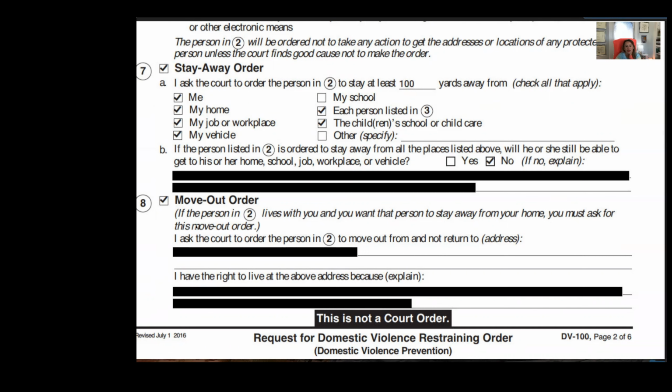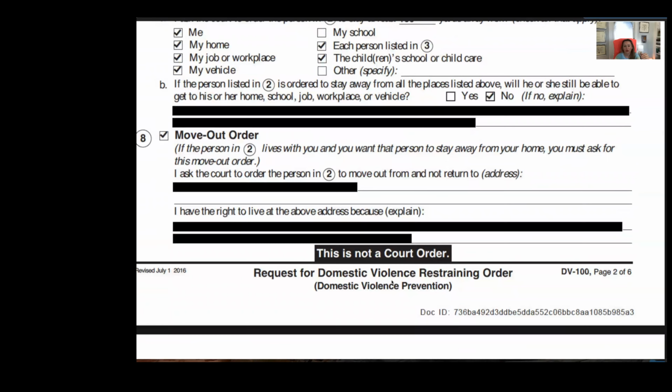So in number 8, if the person in number 2, the perpetrator, lives with you, and you want that person to stay away from your home, you must ask for this move out order. Ask the court to order the person to move out from and not return to the address, and here is where you state the address. It's not confidential because obviously that person lives with you, so there's no point to hide this address. I have the right to live in the above address because you're married, you are on the lease, it's your roommate, whatever the reasons are.